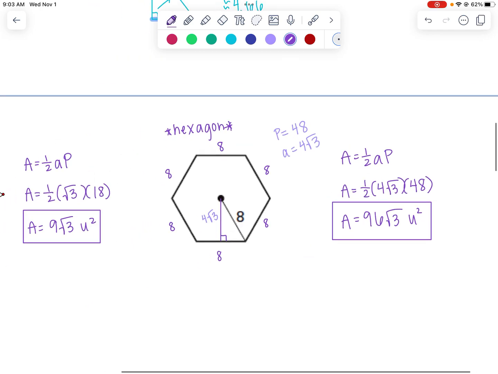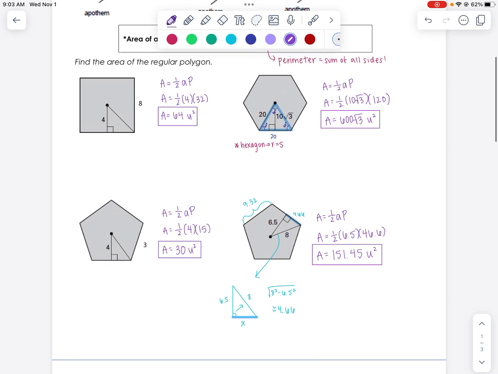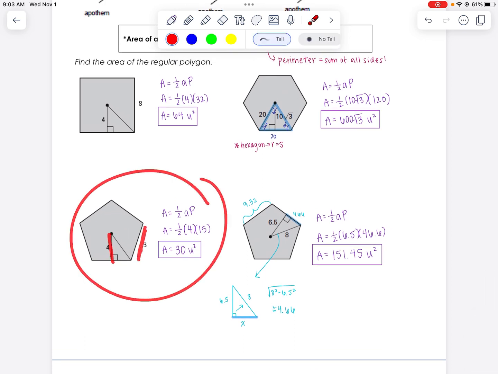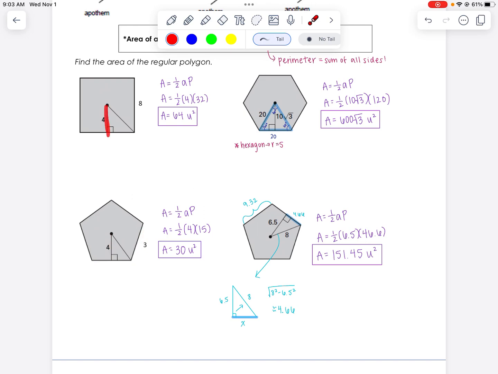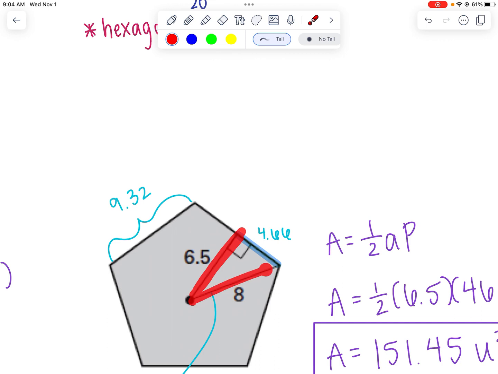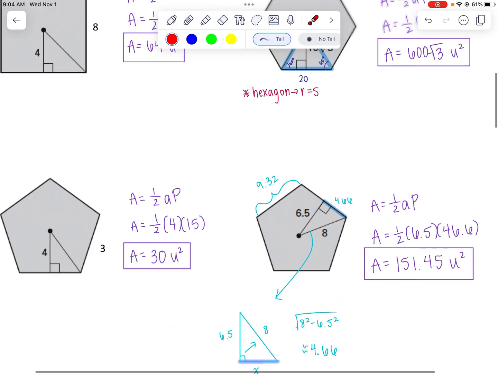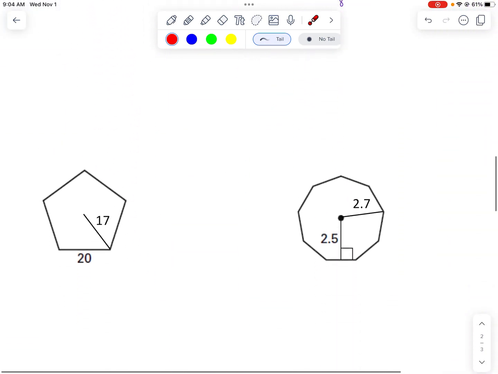Now, these problems would have been much easier if we had the apothem and the side already. Like if you go back, this one didn't take very long because I had the apothem and I had a side. The square didn't take long because I had the apothem and I had a side. But on this one, I had the apothem and I had the radius. Remember, the radius is what goes to the vertex of the shape. So I had to use that information to do Pythagorean theorem, and then I can figure out the perimeter.